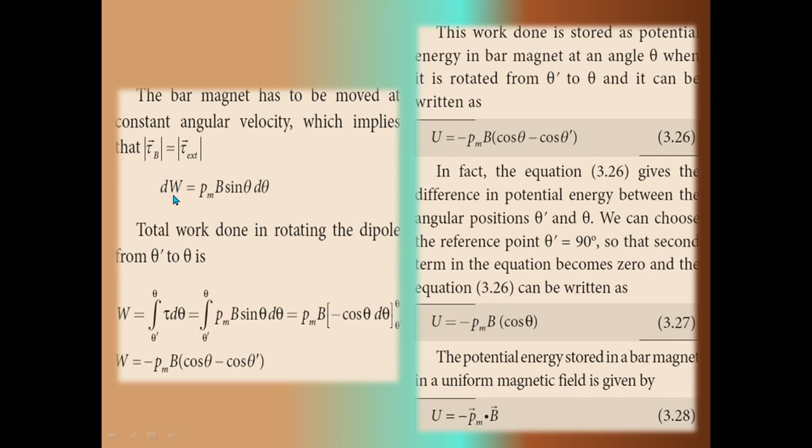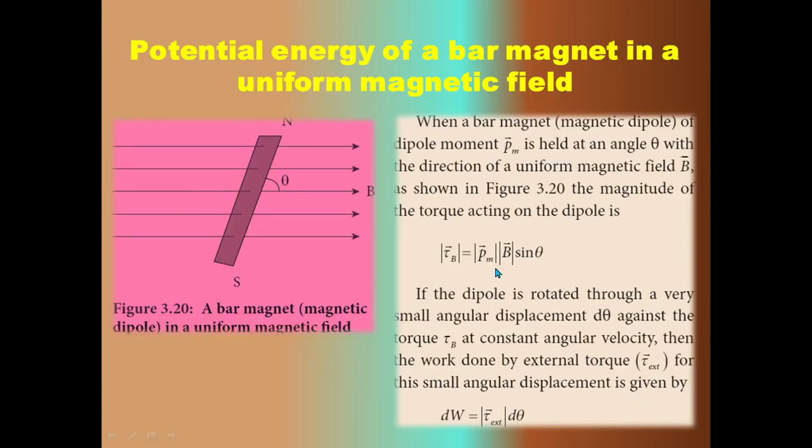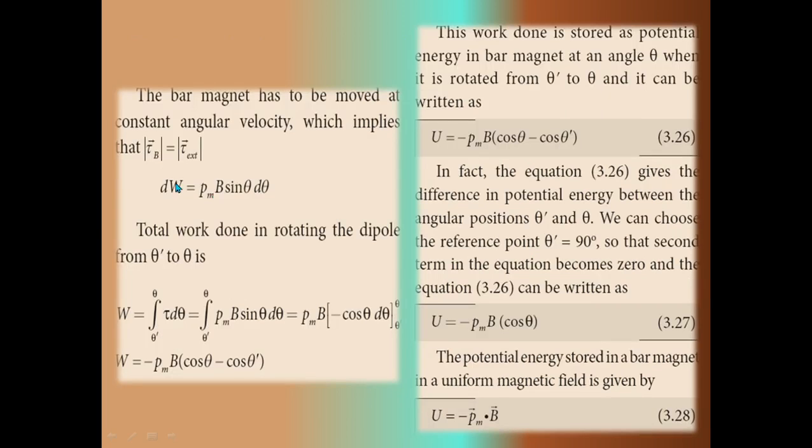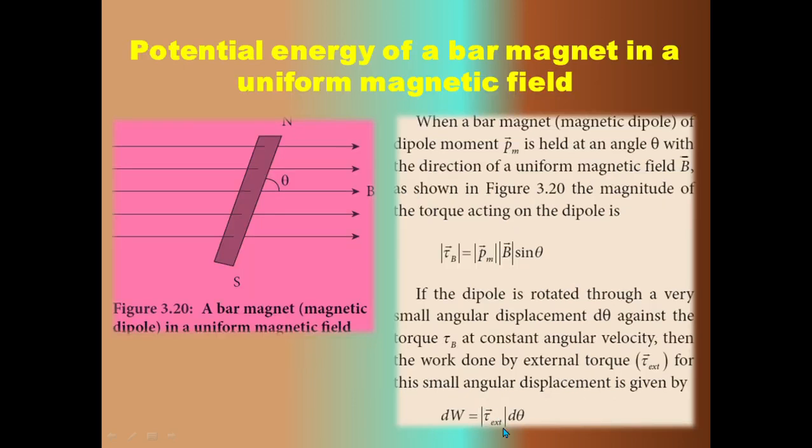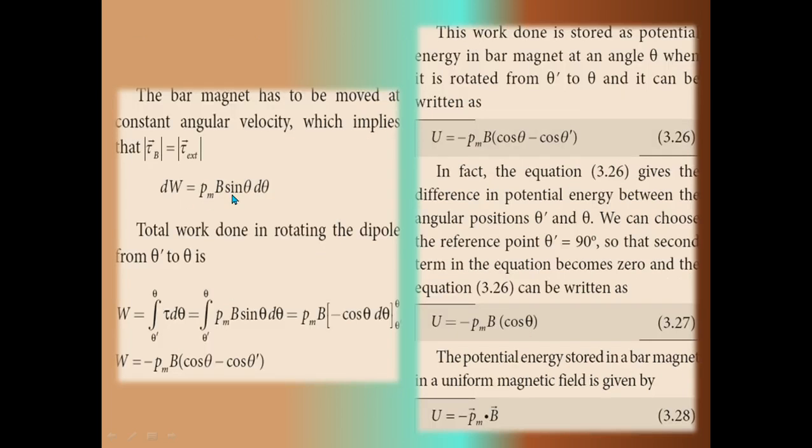So dW is equal to, what is the value of tau B vector? Modulus of PM vector, modulus of B vector, into sin theta. Substituting this value, dW is equal to PM B sin theta into d theta. Total work done in rotating the dipole from theta dash to theta is obtained as follows.